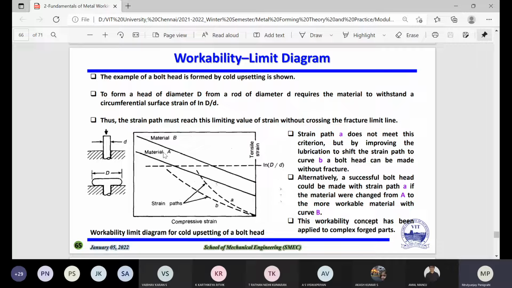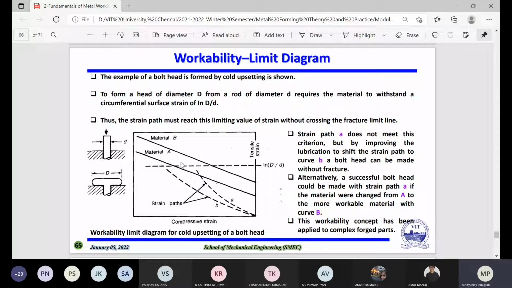So if you will see, let's say this is the compressive strain here on the x-axis, and the y-axis is the strain. Let's say your material is this one, so it is showing the strain of this line. Material A, and the second one is material B, and these are the strain paths we are getting. The upper part is the strain path a, small a, and the bottom part is the strain path b. Please remember this, or read again carefully. The strain path a does not meet this criterion, because our main criterion is that the strain path must reach this limiting value. The limiting value is ln D by d.